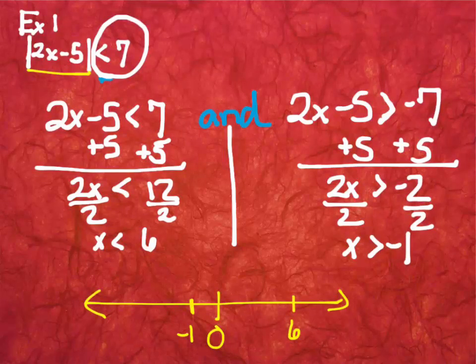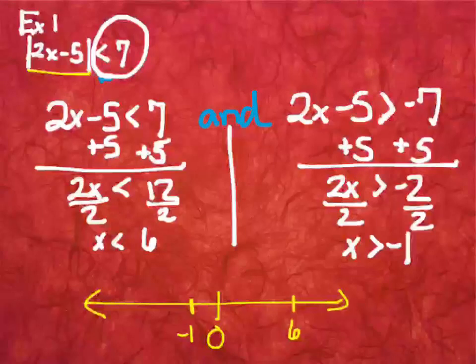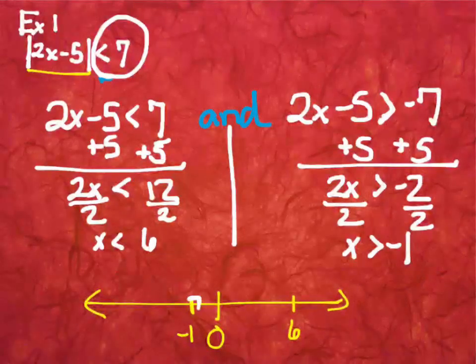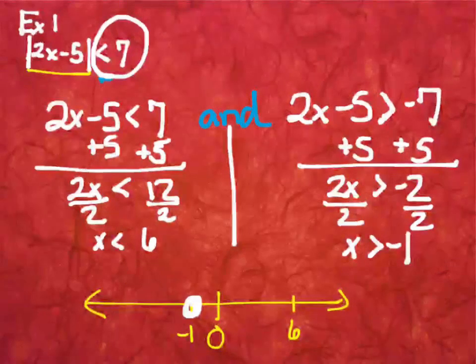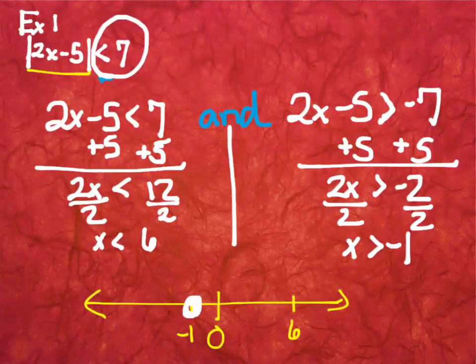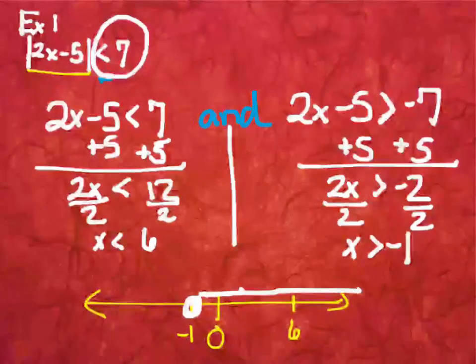So now we're going to shade this out on the number line. When we shade it, we need to decide, is it going to be open circles or closed circles? From the negative 1, it's an open circle, and I am shading towards the right, for x is greater than negative 1. So I'm shading this way.